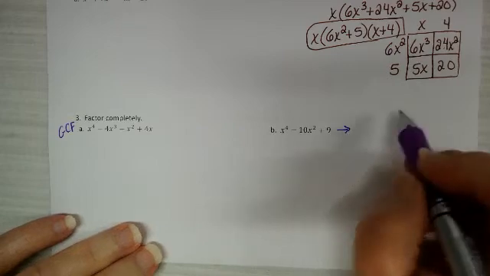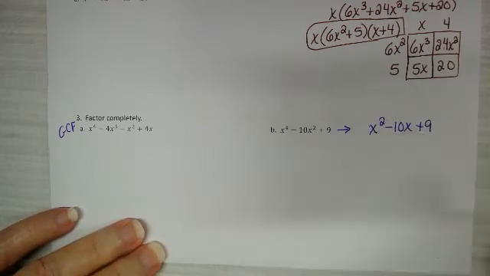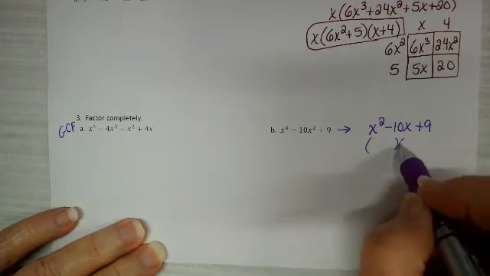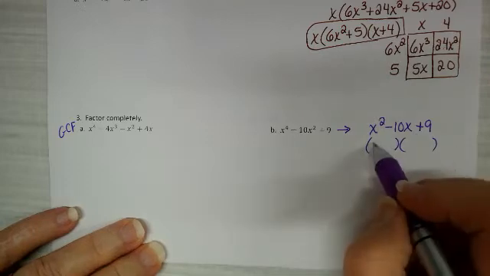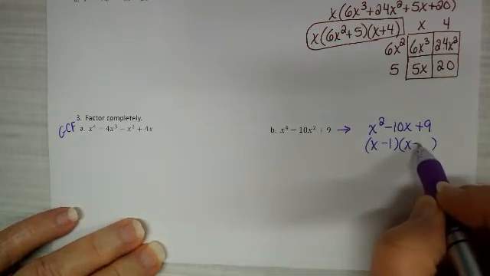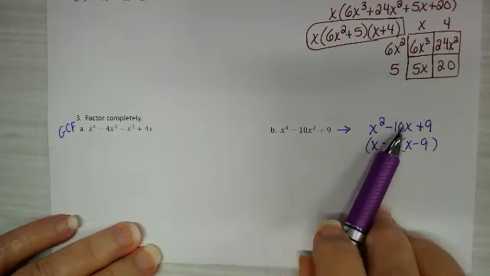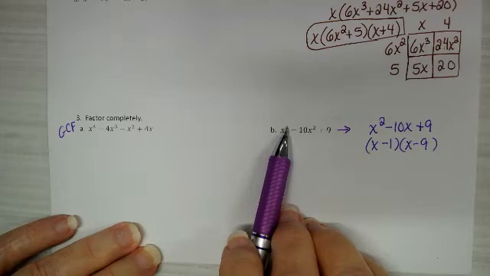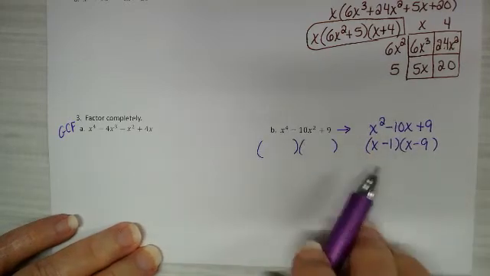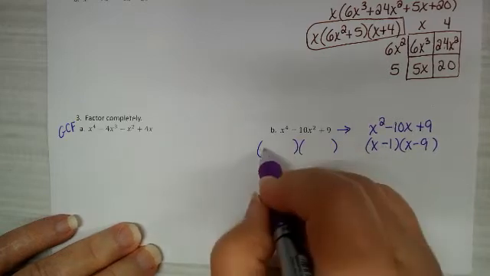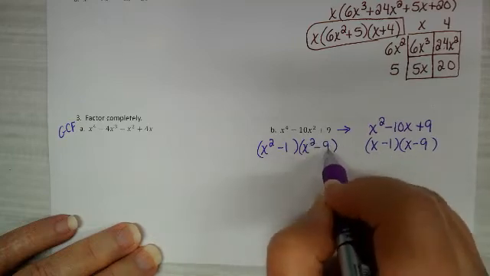So let me just ask you this. What if it just said x squared minus 10x plus 9? Could you factor that? Can you find factors of 9 that add up to -10? Well, I hope you're thinking it's x minus 1 and x minus 9. So the difference between this one and this one is it's x to the fourth instead of being x squared. So the only thing that's going to change, instead of saying x minus 1, I'm going to say x squared minus 1 and x squared minus 9.